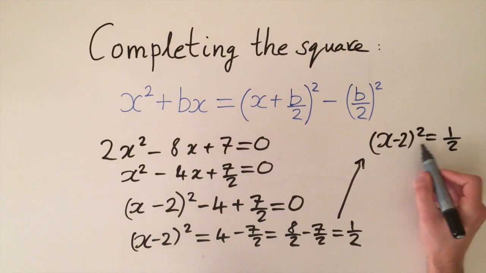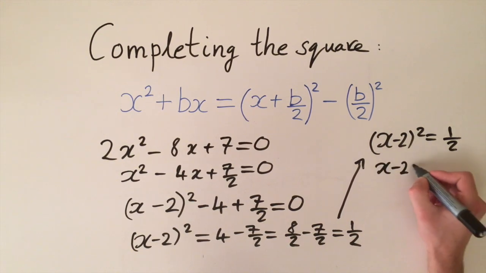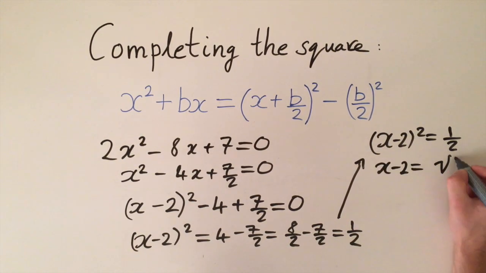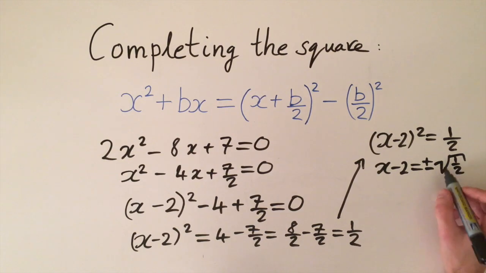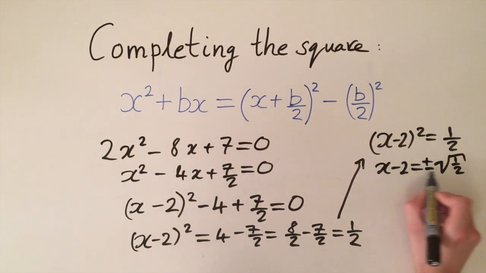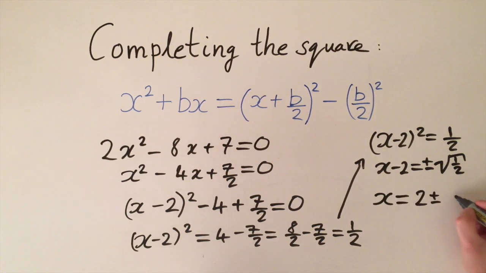And then just as before, we can now take the square root. And then we get x minus 2 equals the square root of a half. And then, just as before, we need to remember the plus or minus. This gives us the two solutions of the quadratic equation. So then the last step is just to move over the 2. We're going to have x equals 2 plus or minus the square root of a half.